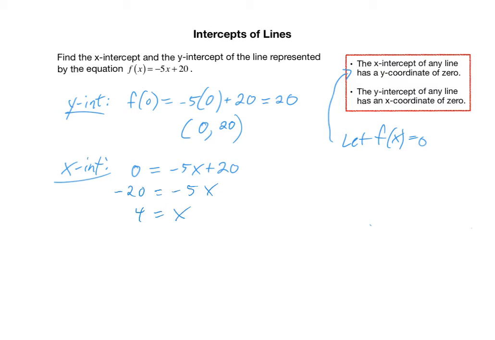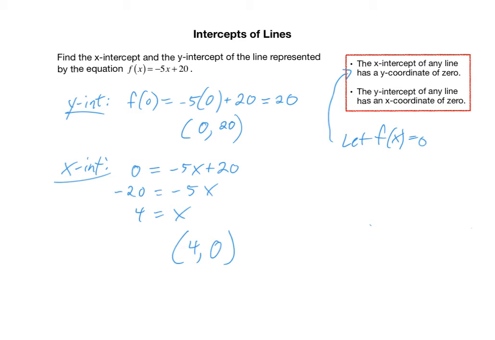And of course, the x-intercept is an ordered pair. We just found the input value of 4, and the output value is the 0 that we plugged in for f of x. So our y-intercept is 0, 20, and our x-intercept is 4, 0. And we should be able to find the x and y-intercepts whether the equation is written in function notation or not. We're going to look at one last example, and this last example is an application.